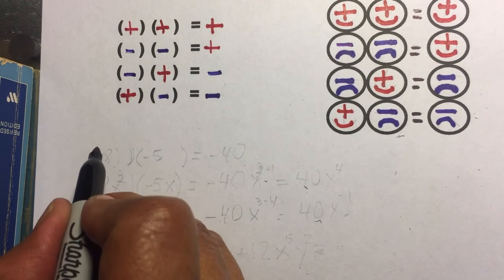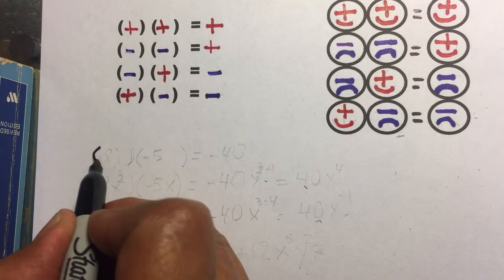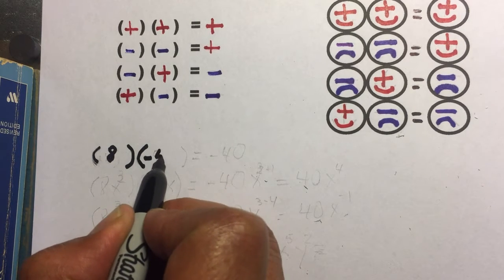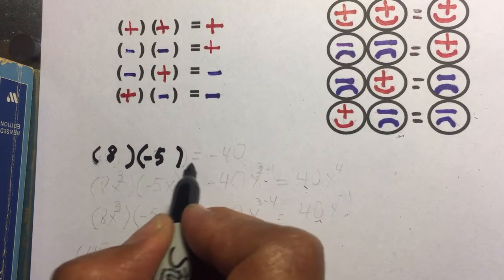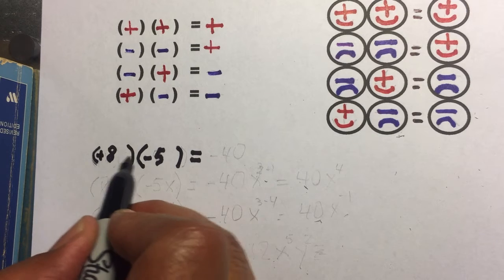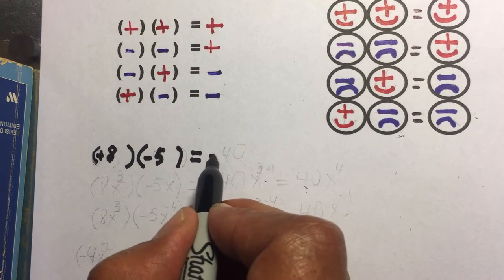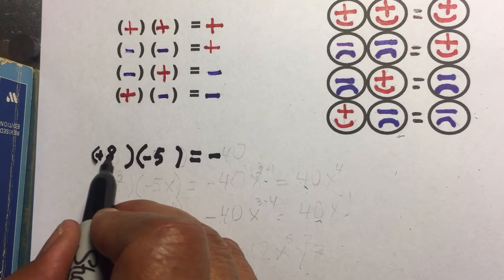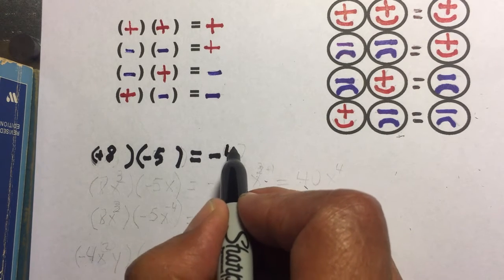Let's multiply 8 times minus 5. First, we multiply the signs. The sign of 8 is plus. So plus times minus is minus. The numbers or coefficients, 8 times 5 is 40.